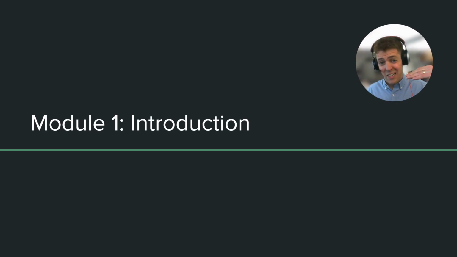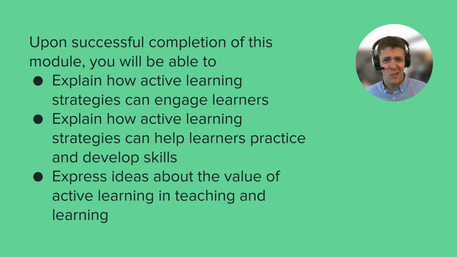So this first module starts with why, right? Why active learning? What's the value for me, for my students, where they're at, what we're doing? Why should I even care, right? The way we want to go about this is looking at how we can engage learners, as engagement for me and I think for us is a big part of the why. How we can help learners develop skills, that's another side of the why.